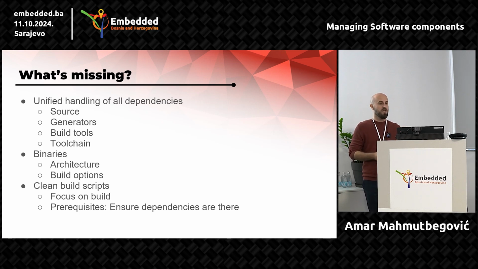Also, it would be great if we would have binaries for individual software components. So if we would have static libraries that are built for different architectures. If we have a software component that we are reusing across different platforms, we would be able to use it with different targets, with different architectures, and also to compile it not only for different architectures, but with different build options. Also, we would like to have cleaner build scripts. Using, let's say, FetchContent in CMake, we are kind of polluting our build scripts.